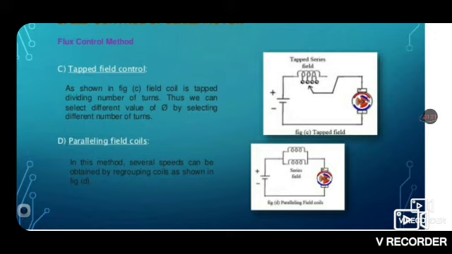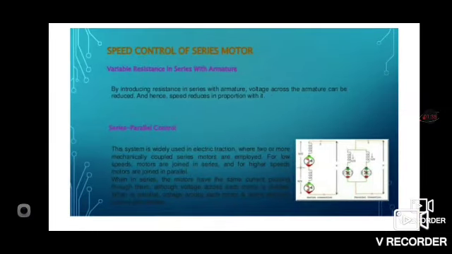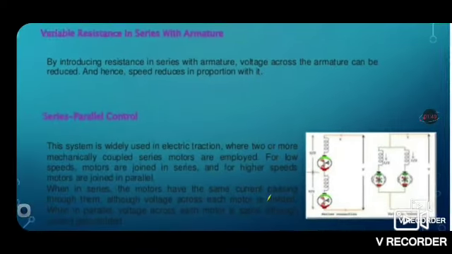Then second one is parallelizing the field coils. In this method several speeds can be obtained by recoupling coils as shown in the figure D. Recoupling of coils is done by the paralleling field coils. Then next one is variable resistance in series with the armature. By introducing resistance in series with the armature, voltage across the armature can be reduced and hence speed reduces in proportion with it. Then last method is series parallel control.